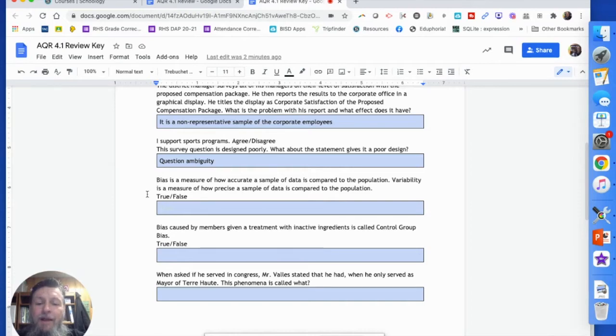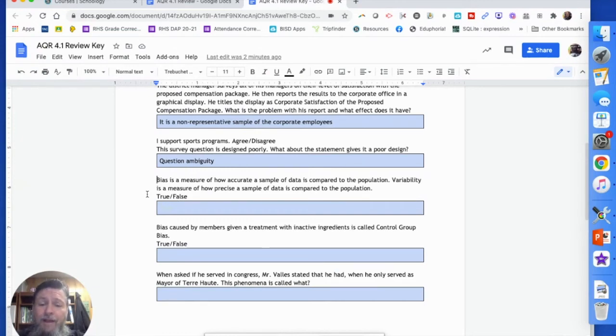Bias is a measure of how accurate a sample of data is compared to the population. Remember, a sample is just a portion of the population that's supposed to represent the population. Variability is a measure of how precise a sample of data is compared to the population. True or false? Now, this is part of section 9, the second lesson we learned, and part of section 10. Let's think about this for a second.